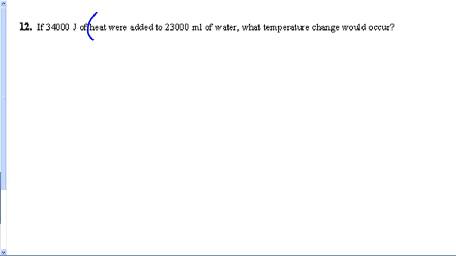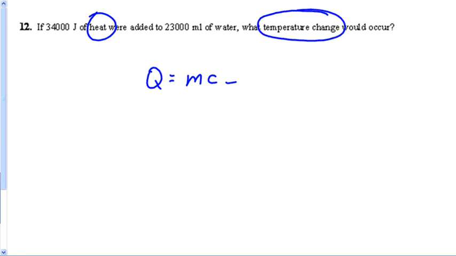Number 12. It's a heat question. So I'm just going to write Q equals mcΔT. What temperature change would occur? So I'm looking for delta T. Well, there's my Q there.